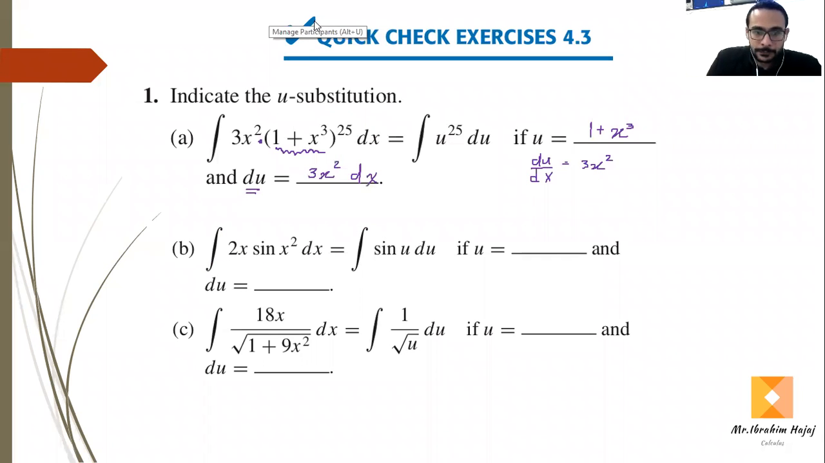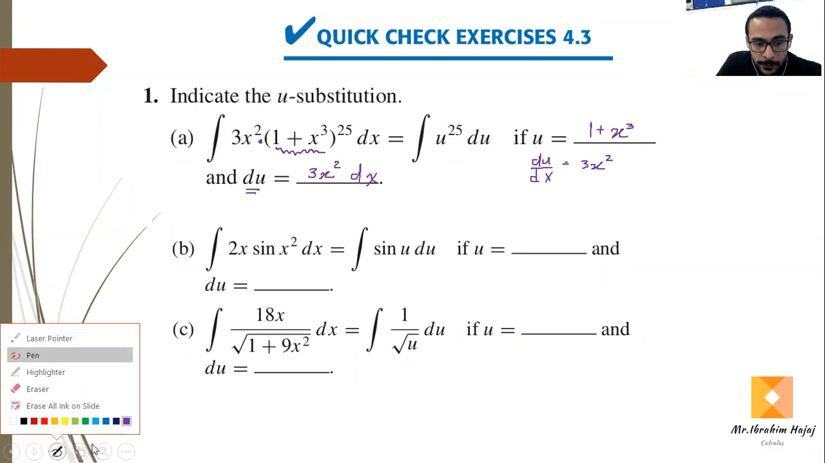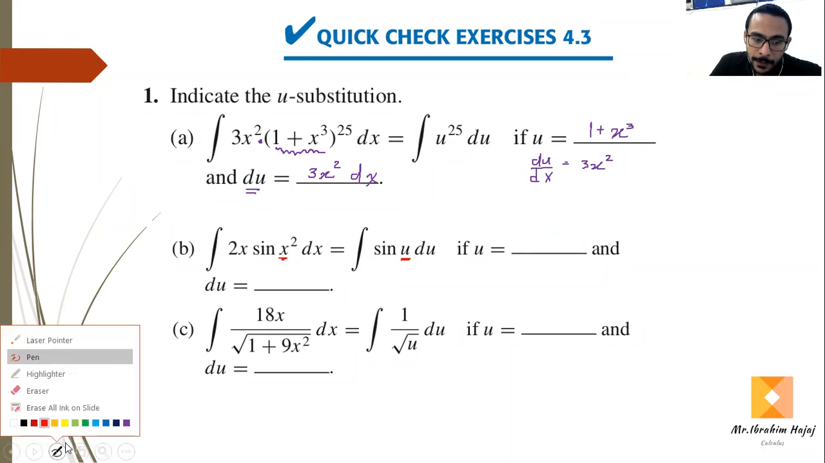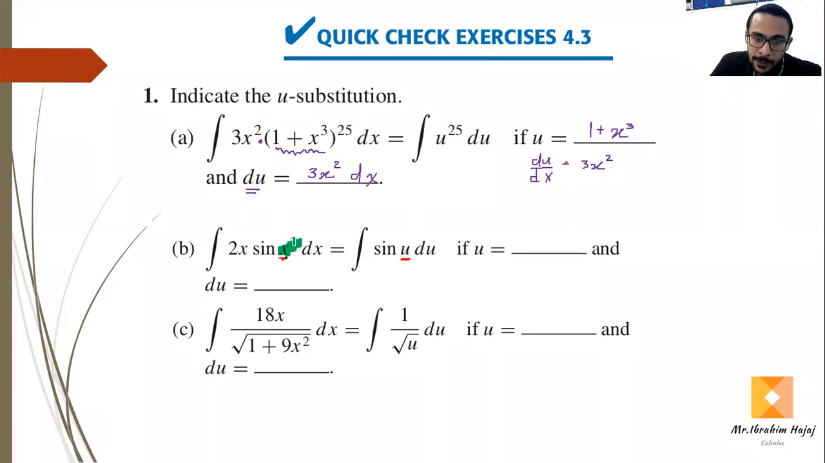Letter B, Mr. Nidal. Let's go, Nidal. The integral of 2x sine x squared dx. He said it becomes 2 sine u. Sine x squared becomes sine u. So u is? He replaced u by what? x squared. Yes, he replaced u by x squared.